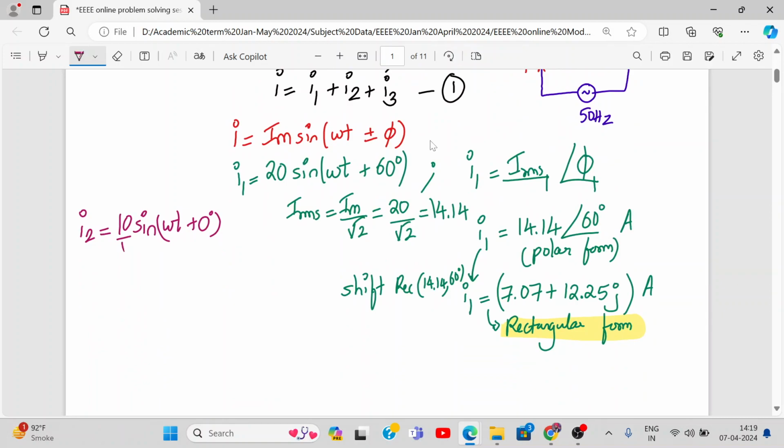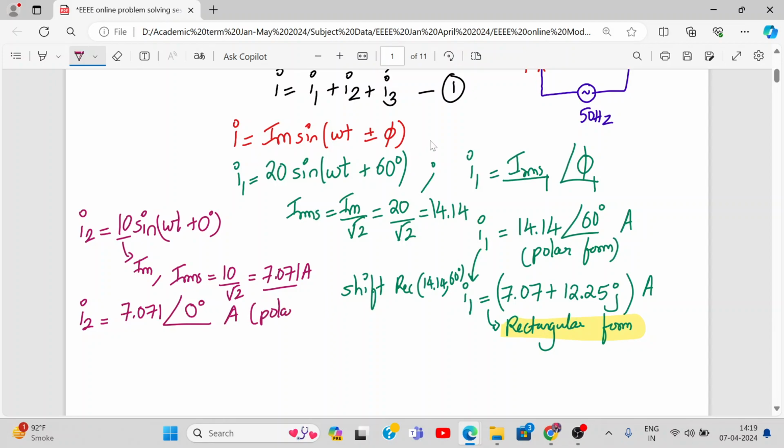So this is IM. What will be RMS? 10 by root 2, which is how much? 7.071, right? So how will this be in polar form? 7.071, angle? 0 degree. Okay, so this is in polar form now.